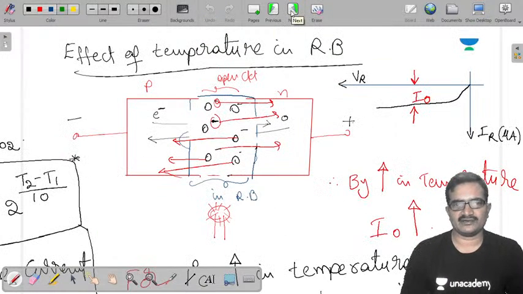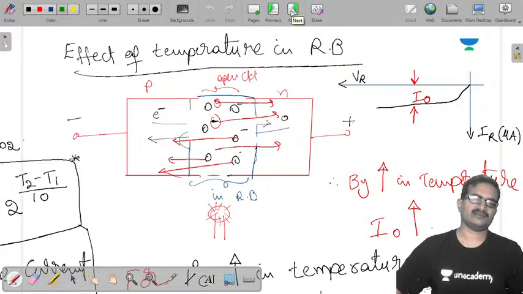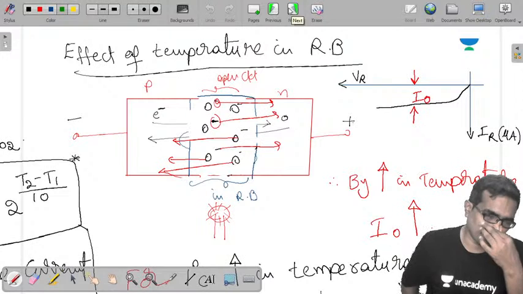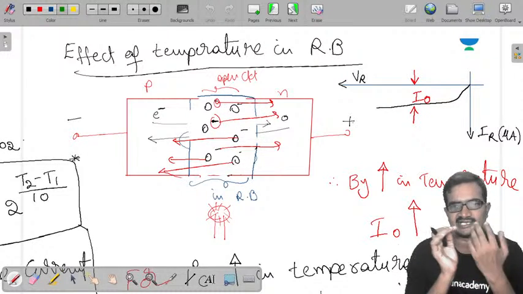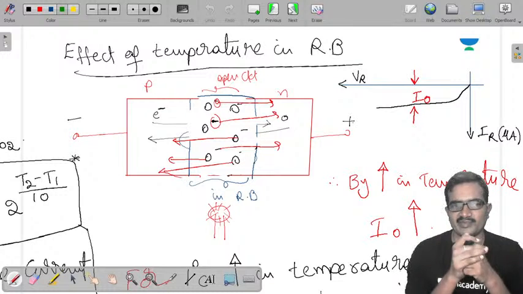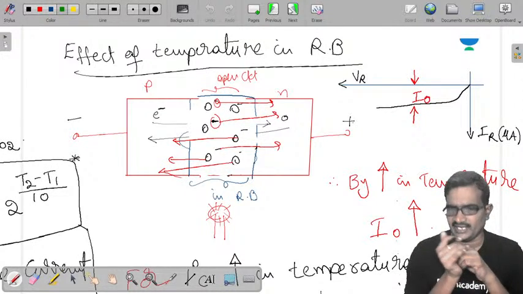Next, we are going to take the effect of I naught. See, in I naught also same thing. Once temperature is increasing, whatever the depletion region we have, that is increasing. Once the depletion region is increasing with temperature, more covalent bonds are breaking in the depletion region. So more charge carriers are available, so more minority charge carriers cross the junction. Now more I naught we get.